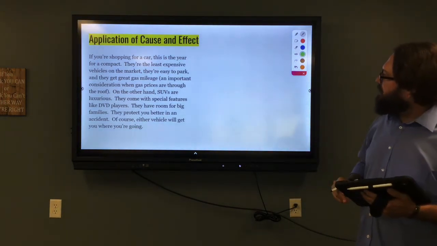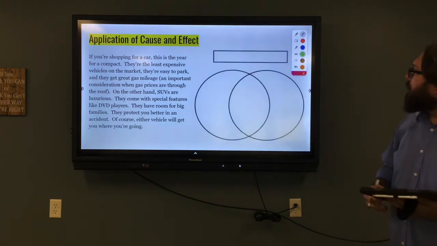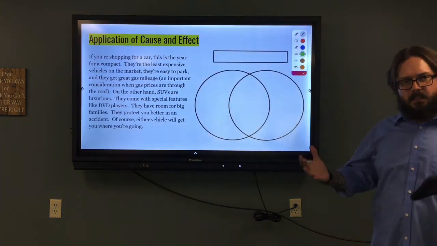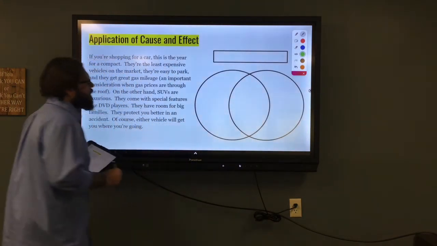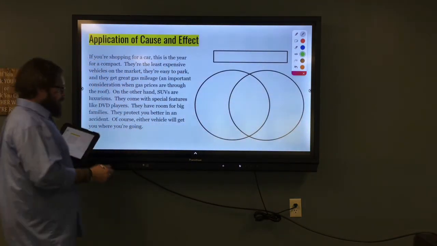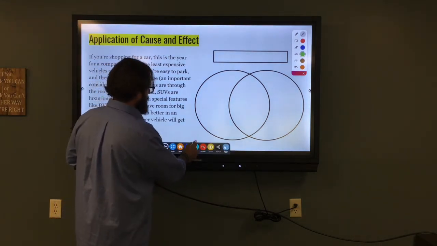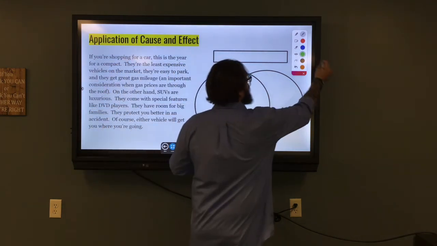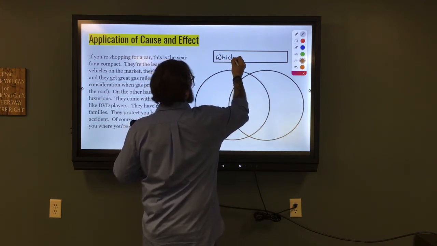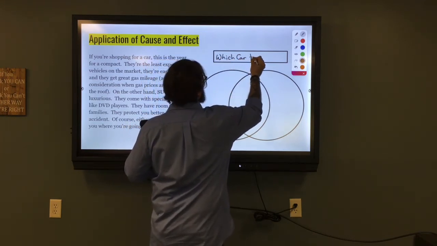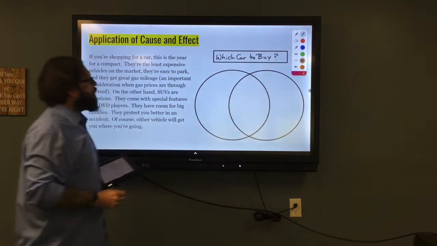So in this example, we are going to use a Venn diagram to help us compare and contrast the information between SUVs and compacts. So in this case, we are comparing and contrasting to determine which car we are going to buy. Okay, so which car should we buy?